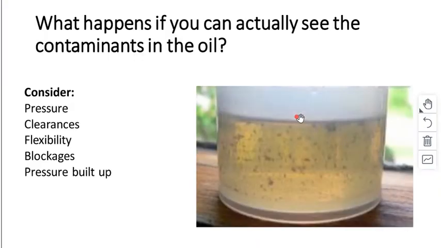Okay, move on. What happens if you can actually see the contaminants in the oil? So I've got a little bit of oil here in this picture, and this is really bad oil. It's picked up a lot of contaminants all over the place. And again, just think about it. You've got clearances which are smaller than, or even just the size of, a bacteria, or a little bit bigger than a bacteria, in some parts of your hydraulic system. So these are the clearances. Then you've got bits here which are clearly several millimeters in size, and they get caught up with those clearances.